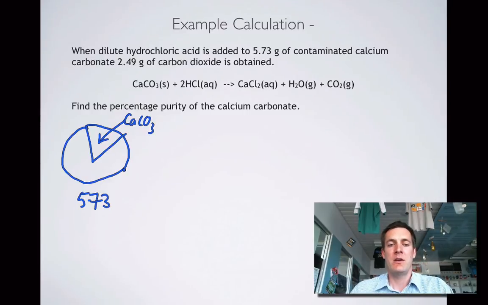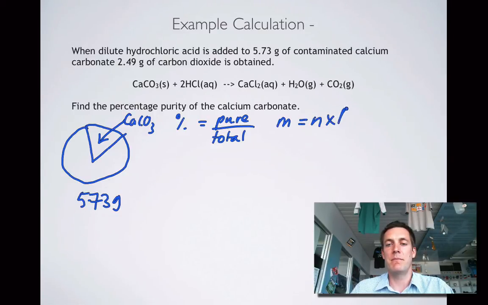We don't know what percentage is calcium carbonate, but we do know, surely, that the percentage is going to be the mass of the pure over the total mass. So if we can find the mass of calcium carbonate, we know the percentage purity. How do we find the mass of a substance? Well, the mass of a substance is n times big M.